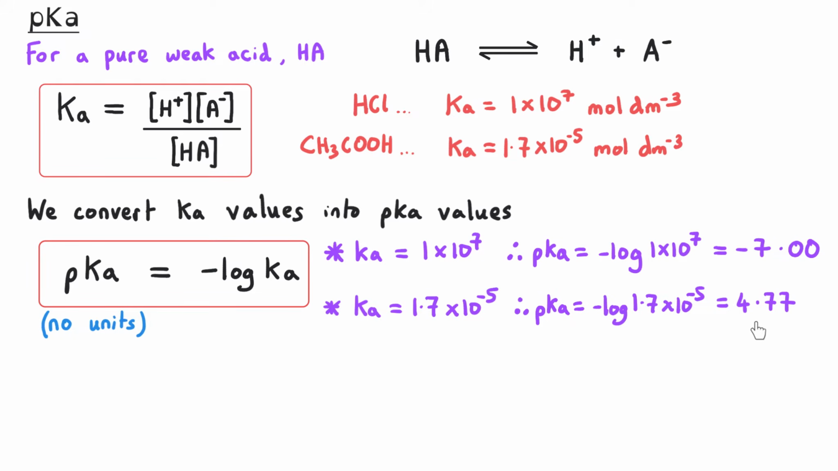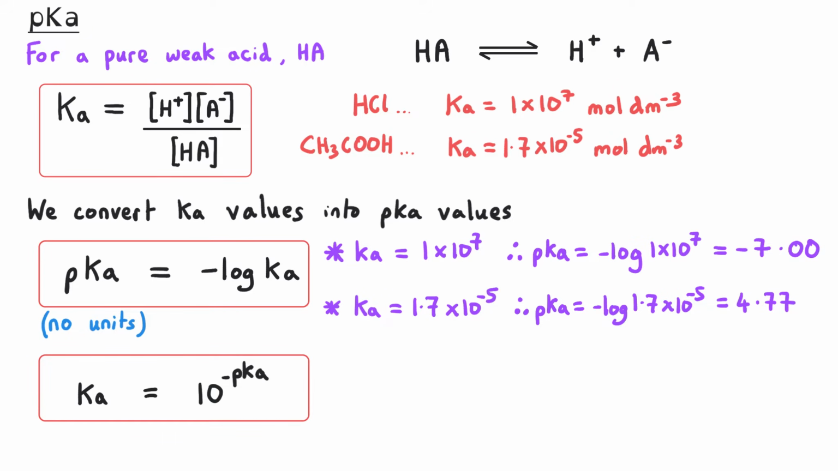Also notice that the numbers are much more manageable and easier to understand and give meaning to than the really huge or really small Ka values are. They're much easier for us to comprehend. In the same way that you can switch between pH and the hydrogen ion concentration, you can actually calculate the Ka value from a pKa value. And to do that, you use the expression Ka equals 10 to the minus pKa. And so if we had a pKa of 3.75, the Ka would be 10 to the minus 3.75. And that means our Ka would be 1.78 times 10 to the minus 4 moles per decimeter cubed.